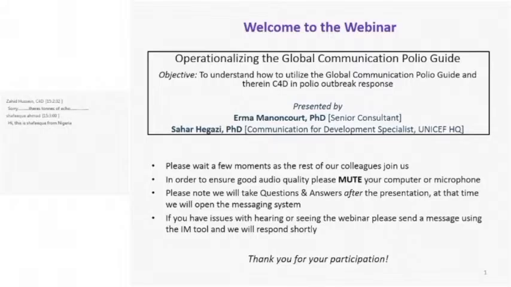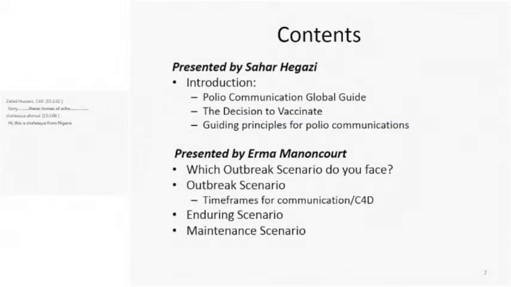So we're going to begin now with the contents. Sahar will be presenting the introduction, which will cover the Polio Communication Global Guide and its four parts, and then the decision to vaccinate, so this process that we go through every time we have a campaign. And finally, the guiding principles for polio communications. Next will be Irma Monencor, who will walk you through the different outbreak scenarios you may face. Those include your initial outbreak scenario, an enduring scenario, and then the maintenance scenario. And after this, we'll have questions and answers. So now I'm going to pass it over to Sahar.